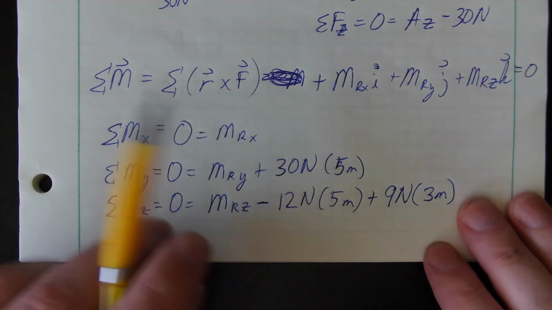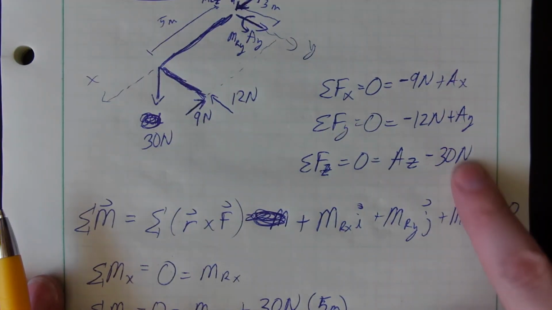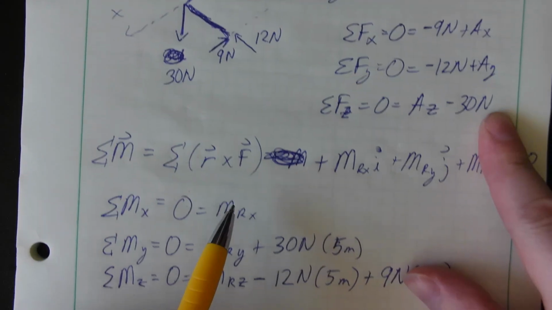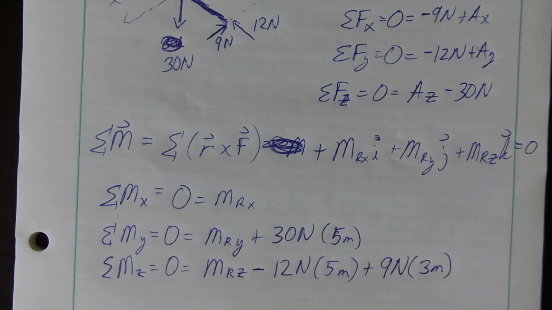Notice I've got 3 equations, 3 unknowns here. I've got 3 more equations, a total of 6 unknowns. I've got a total of 6 equations, 6 unknowns. That's solvable. I'm going to pause this here and do a couple of things.